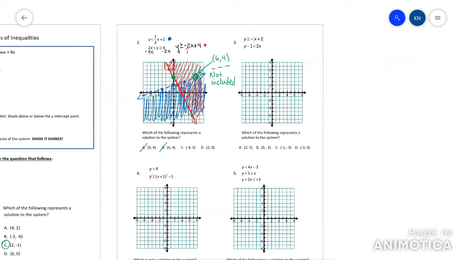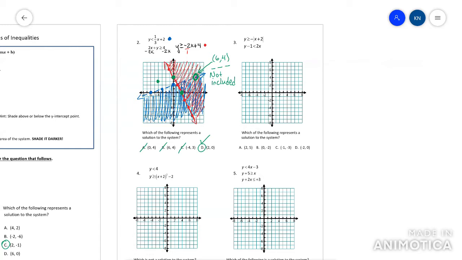Negative 4, 3 is here. It's not C. 2, 0 is here. Here's the example where it lands on a solid line that's in the shaded portion. This is okay. So my answer here would be D. Dotted line, it's not included. Solid line, it is included.